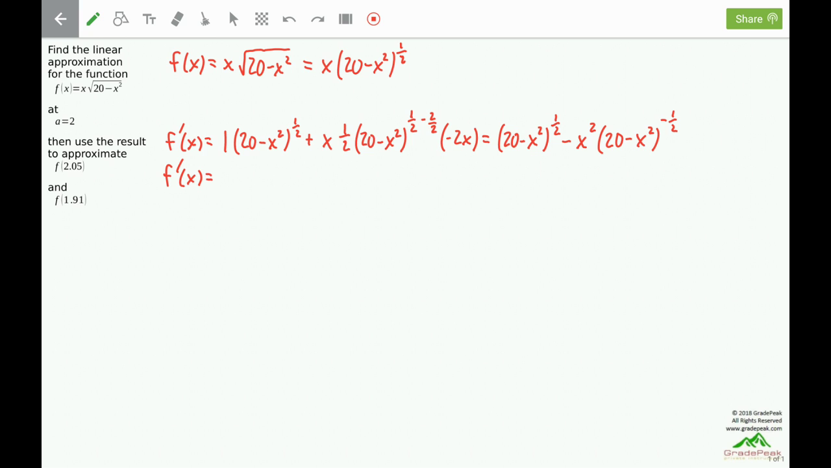So f prime of x equals the first term, we have the quantity to the 1/2, and that can be replaced with square root of 20 minus x squared. The second term, we have an x squared, but then we have a negative exponent. It can move to the denominator to become a positive exponent. And it'll be 20 minus x squared to the positive 1/2, which can also be replaced with a square root of the 20 minus x squared.